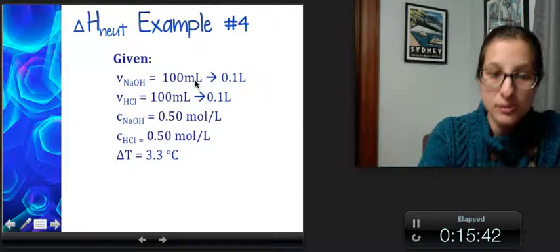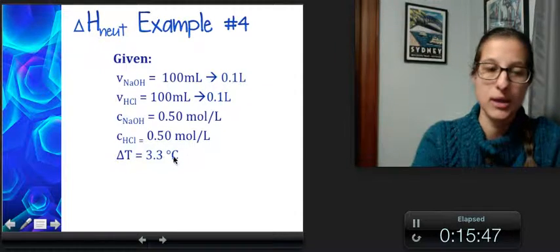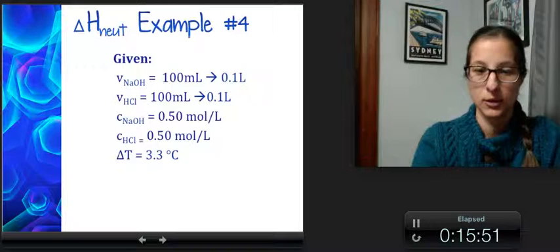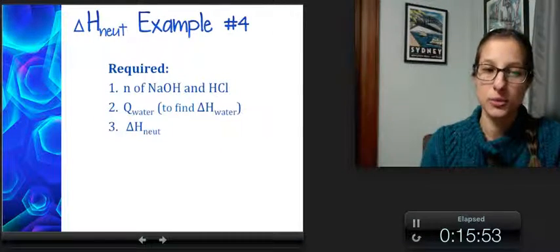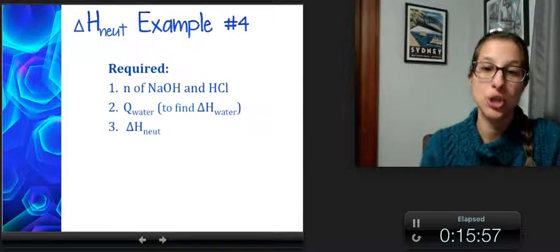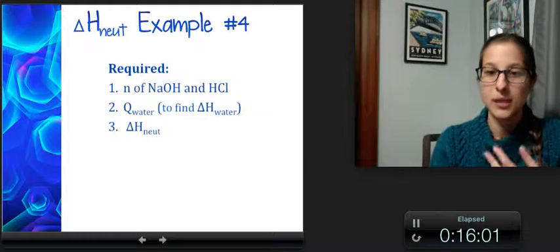If you leave this as milliliters, you're going to get the wrong answer. End of discussion. Okay? And then here is my change in temperature that I worked out beforehand. So first thing we need to do is find the moles of both. Then you're going to find the change of temperature of the water. Now I'm saying of the water because it was a neutralization reaction.